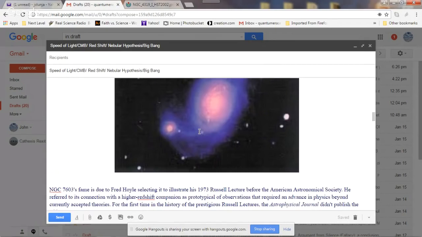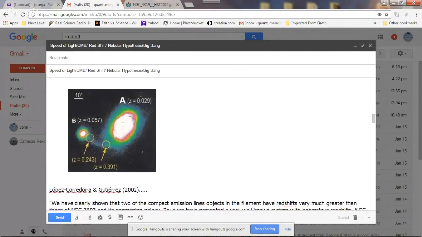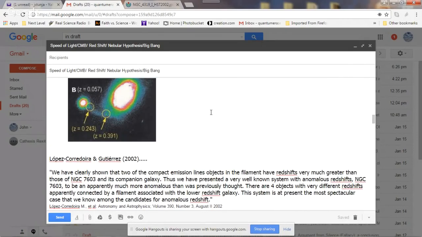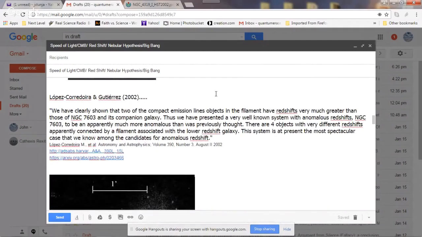So as you can see from this small photo right here, it's the same picture that I had above, a little bit more detailed. With 7603, they called this companion galaxy 7603B, and then the two QSOs in the arm here. So in 2002, Lopez-Corredoira and Gutierrez filed this with the Astronomy and Astrophysics journal: We have clearly shown that two of the compact emission line objects in the filament have redshifts very much different than those of NGC 7603 and its companion galaxy. Thus, we have presented a well-known system with anomalous redshifts, NGC 7603, to be apparently much more anomalous than was previously thought.